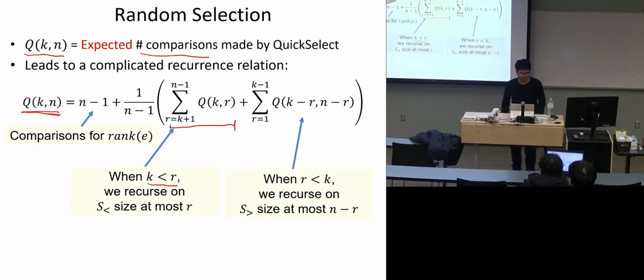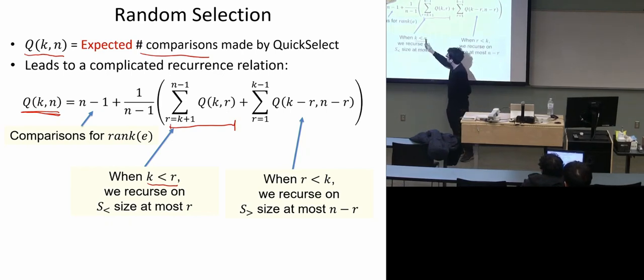Yeah, when k is less than r, what you want, k, is actually less than the rank of e. In this case, you recurse in s less than, and that has size at most r, right? And that's why you get this term. And how many cases are there? It's all the cases when r is more than k, so you sum up from r equals k plus 1 to n-1.